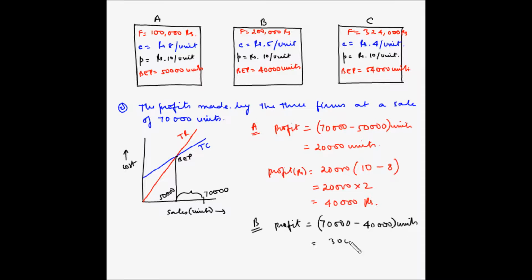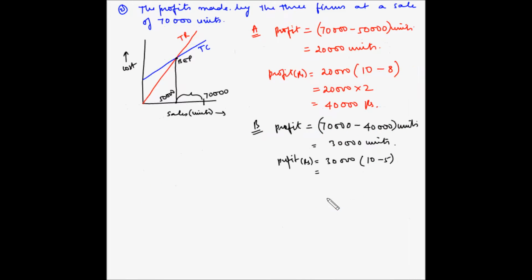So this is 30,000 units. Now profit in terms of rupees is 30,000 multiplied by the difference between the selling price and the cost price, which is 10 minus 5. So this is equal to 30,000 multiplied by 5. So 5 3s are 15 and 0000 rupees.